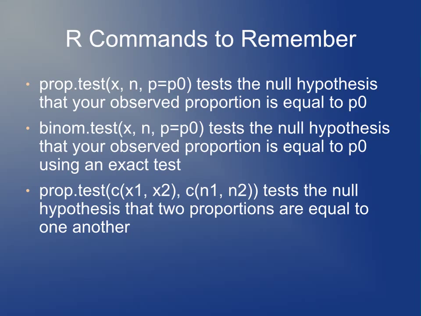Our commands to remember for today: prop.test x, n, p equals p0 will test the null hypothesis that your observed proportion is equal to p0. Binom.test has the same syntax, only it will do an exact test. If you go prop.test x1, x2, n1, n2, that'll test the null hypothesis that two proportions are equal to one another.